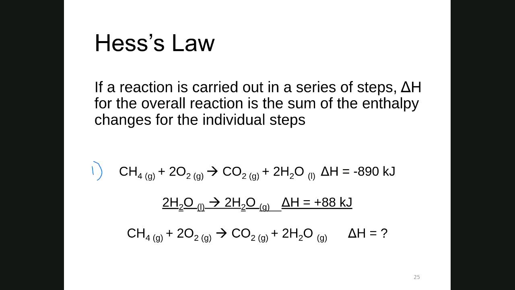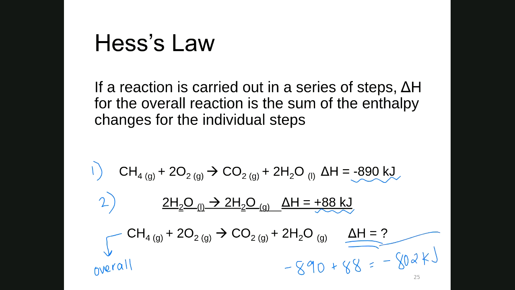Step 1 is the combustion of methane into making liquid water. And then step 2 is converting that liquid water into gaseous water. So if we know the enthalpies of both of the smaller reactions, we can find the enthalpy of the overall reaction. So here is our overall reaction. How do we find this enthalpy? We add the two together. So it's going to be negative 890 plus 88, and that gives us our negative 802 kilojoules, which is what we saw on the previous slide.